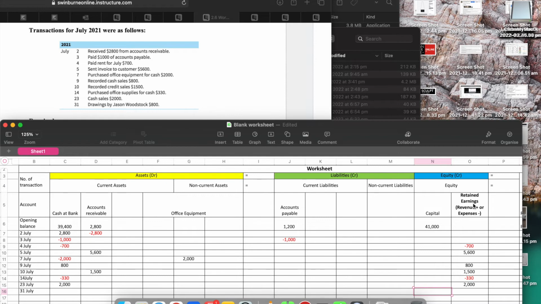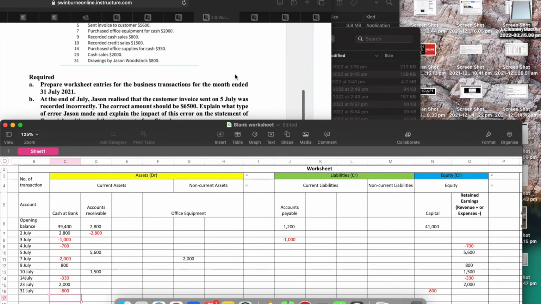So again, as I said, retained earnings is our P&L, and our capital, as I explained at the beginning, say for example the director Jason decided to inject $41,000 into the business to start it up. But now on the 31st of July, he wants to take $800 out of the business. So because he's taking it out, he's reducing his capital by $800. But as he's taking cash out, what does that do? That reduces it by $800. Okay? So there are all our questions done.